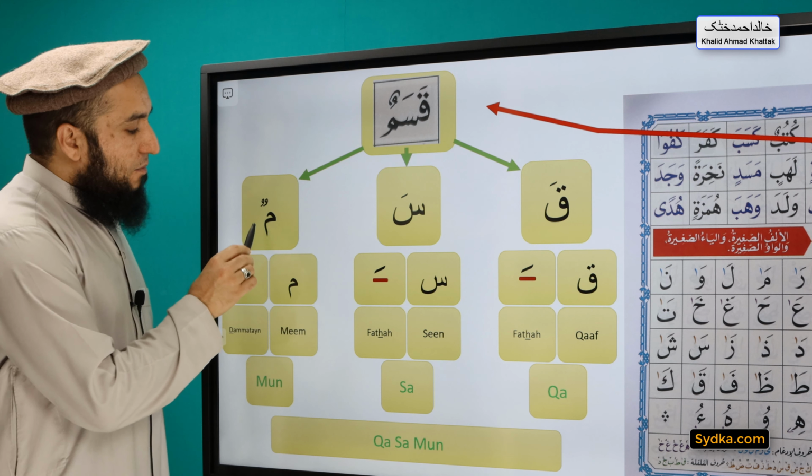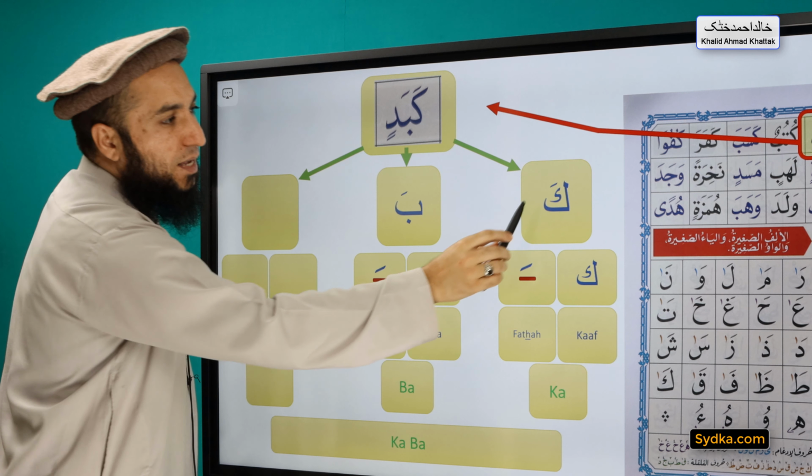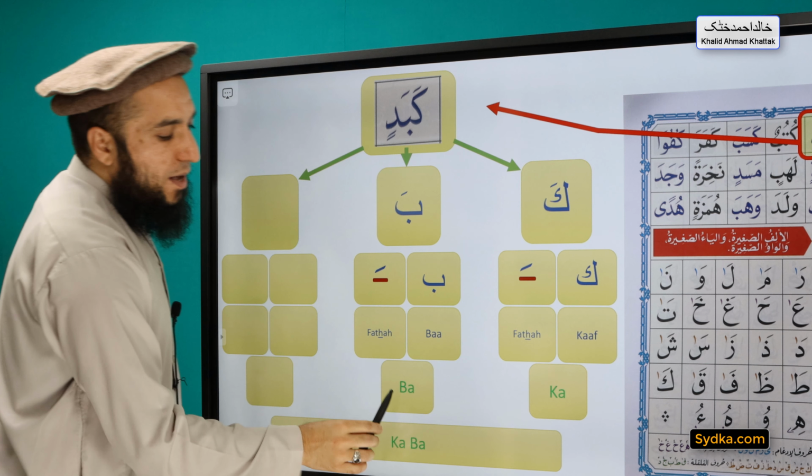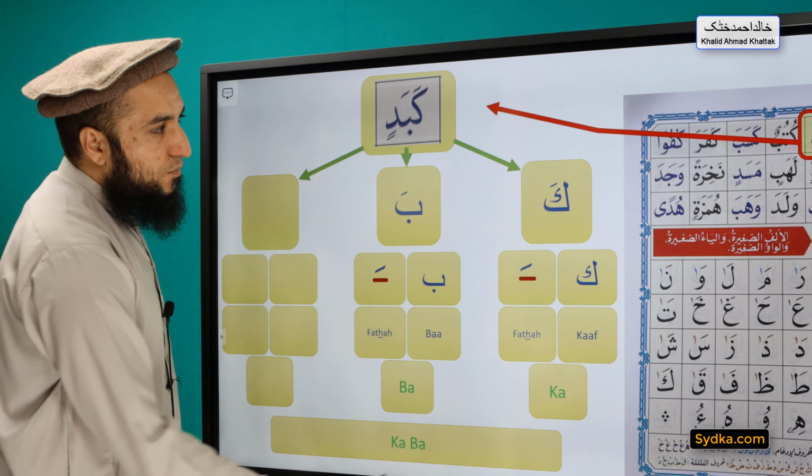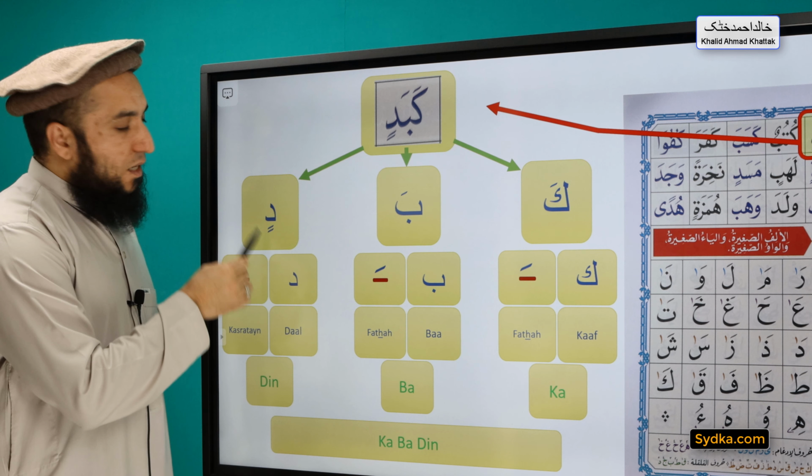So the next word we have is kabadin, and it has 3 syllables. The first syllable is ka fatha ka. Kaf is not silent and it has fatha. Ka fatha ka. The second syllable we have is ba fatha ba. Ba is not silent and it has fatha. Ba fatha ba. Now we combine these 2 syllables and we have kaba, kaba.